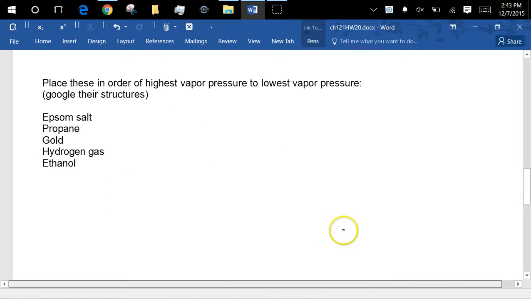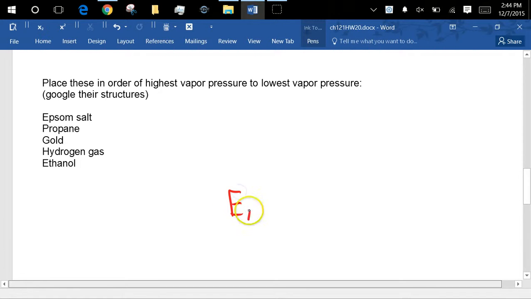Highest to lowest vapor pressure on this one? So what am I looking for, vapor pressure? Which one of these things has the strongest intermolecular forces? So the ionic compound. So the highest vapor pressure to the lowest vapor pressure. So where's Epsom salt going to be? On the bottom of the list. It's got the strongest intermolecular forces, so it's going to have the lowest vapor pressure. It is the least likely to just turn into a gas.